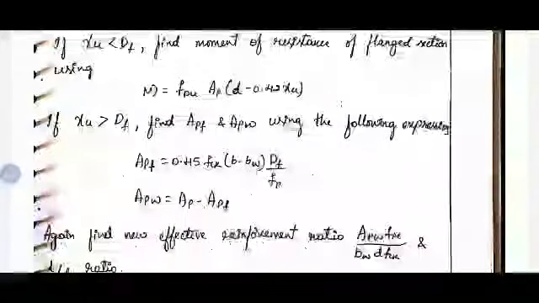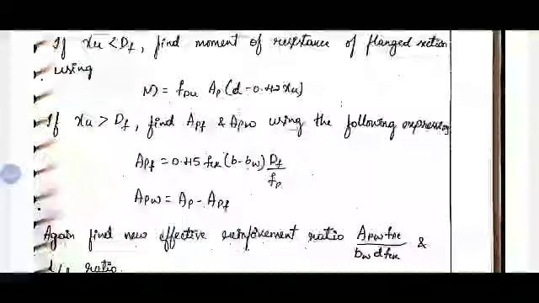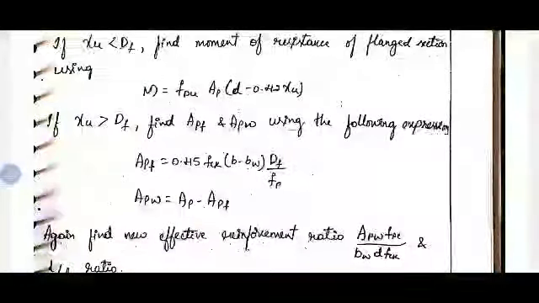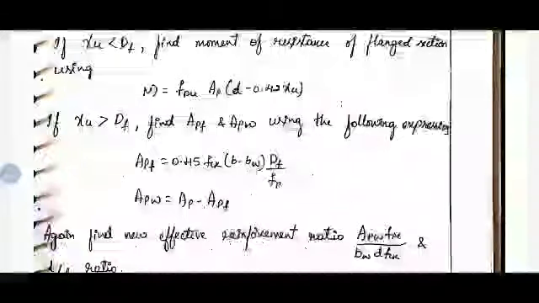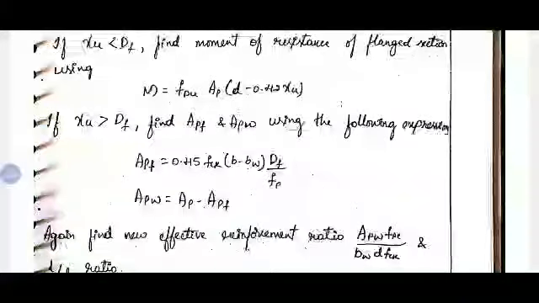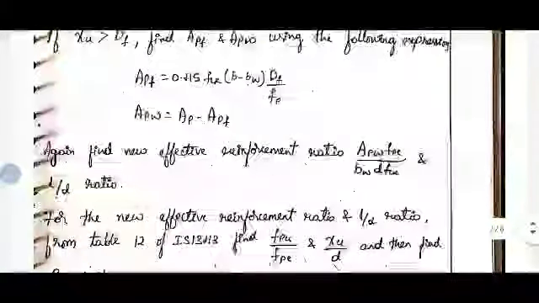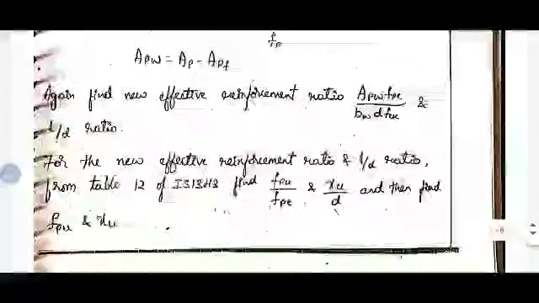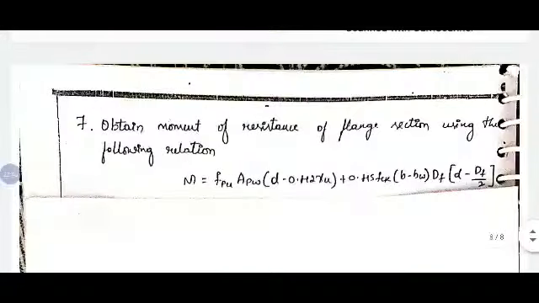then first we need to find out area of steel in flange. Then we need to find out area of steel in web, APF and APW. Then the new effective reinforcement ratio with respect to web reinforcement and L by D ratio. Again we need to find out new FPU and XU value. Then at last we need to find out moment of resistance by using the formula.